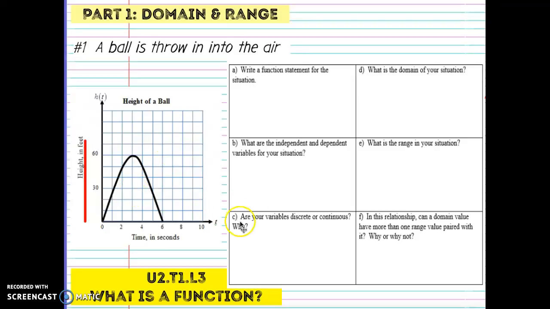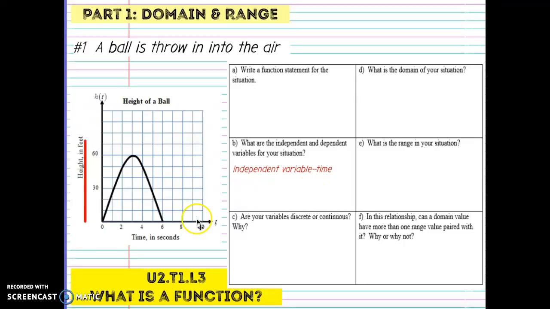So I'm going to start first by looking at what are the independent and dependent variables for this situation. Well, based on what we just talked about, we know that the x values are the independent. X values represent the independent variable. So what's on my x-axis? Well, I have time. So I'm going to pull that over. My independent variable in this situation is represented by time.